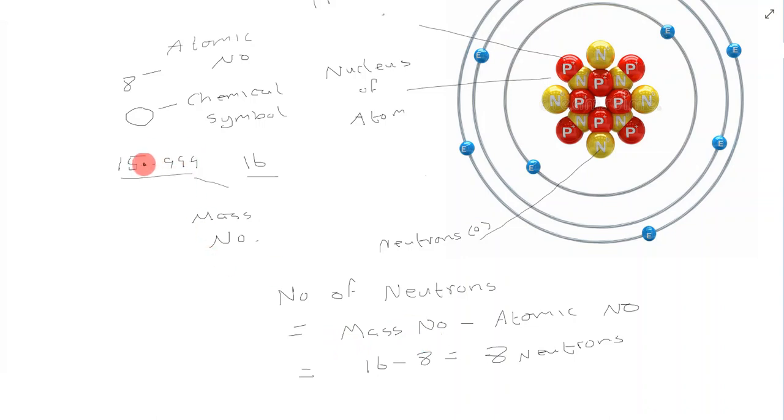So if we take this number here, which I've just rounded up to 16, since it's 15.999, and we subtract the atomic number from it, so it's the mass number minus the atomic number, that's how we figure out the number of neutrons present within the nucleus of the atom. So it's 16 minus 8, which equals 8. In the case of oxygen, oxygen has 8 neutrons in the nucleus.